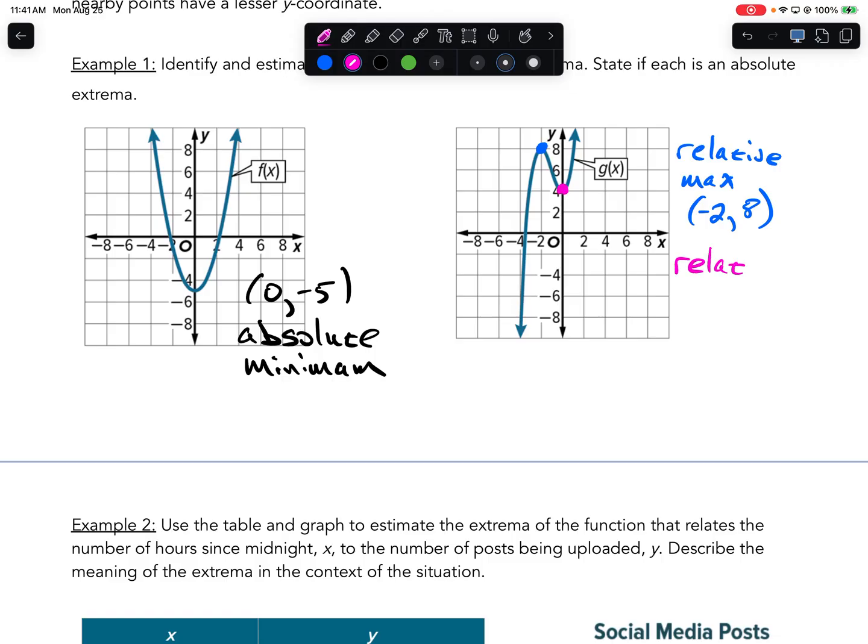right? Organized use of color is your friend. Remember, I will take points off. I will grade your notes and take points off if you're not using two colors. What is that? Relative min? The order pair is, don't be scared, 0, 4, right on the y-axis.